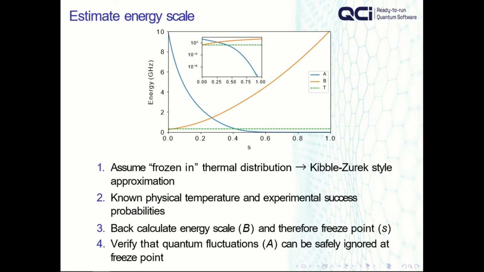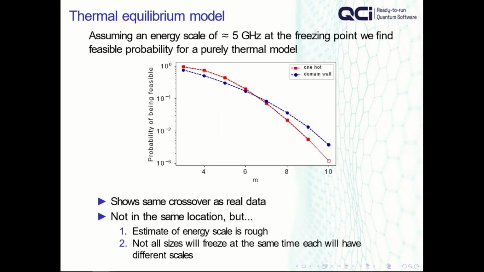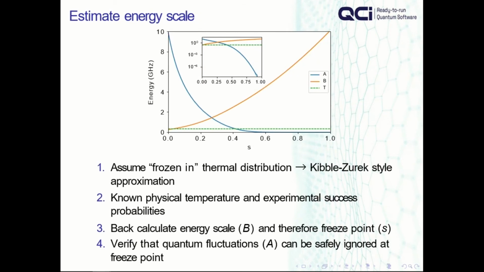So we've looked at this. Now let's actually take our data, these probabilities of having a feasible solution, and use them to estimate some of the energy scales, to estimate what the annealer's doing when it's run and when it's finally turning off. So we'll do a very simple thing physicists like to do. We'll assume a frozen-in thermal distribution. This is like the Kibble-Zurek approximation if you're a physics fan.